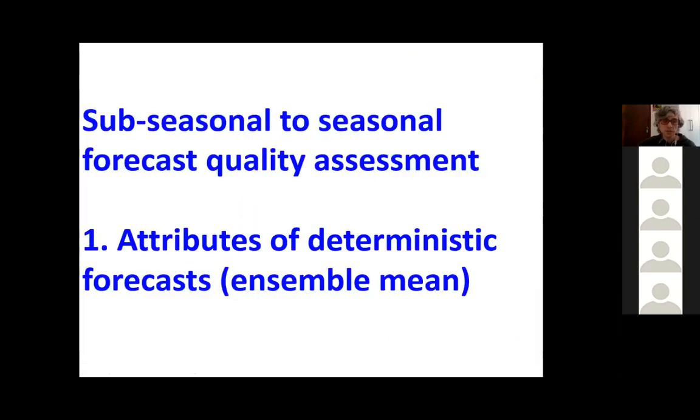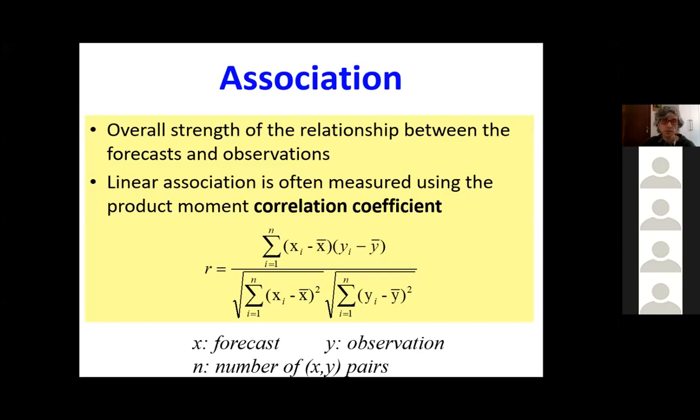So starting off with the attributes for deterministic forecasts, we will be looking at the ensemble mean predictions, and then we will see how close these are to the observations using the attributes that are associated with deterministic forecasts. So the first attribute that we usually look at is association, which is a measure of the strength of the relationship between the forecast and the observations.